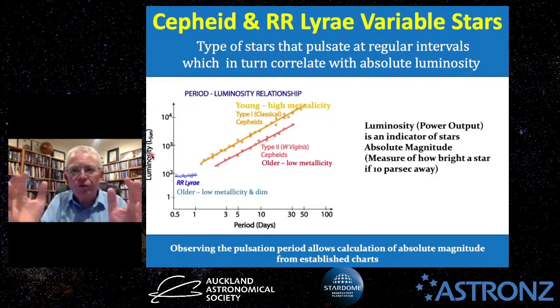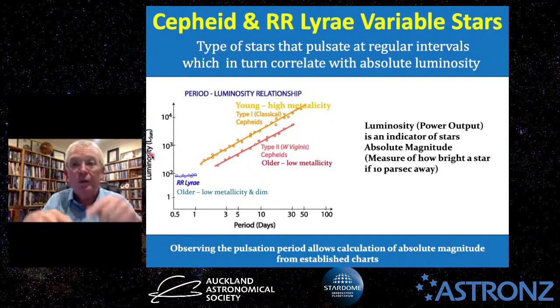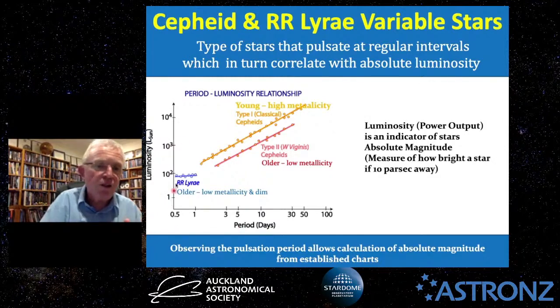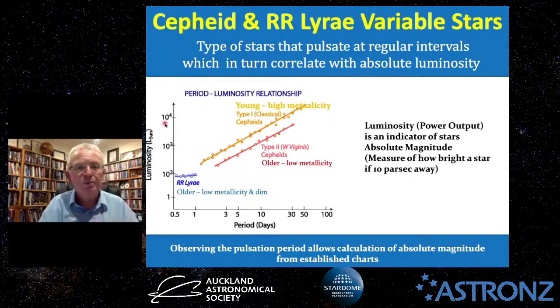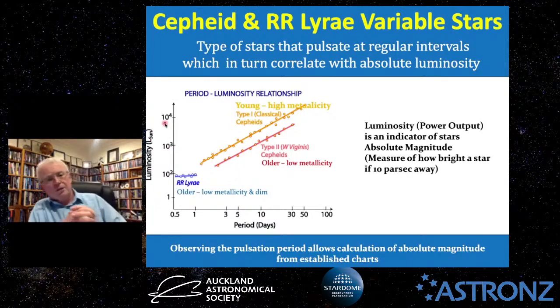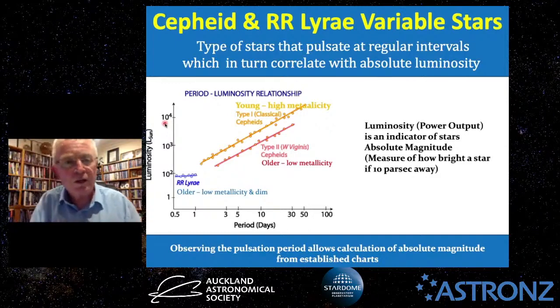So instead of being all over the place, they just pulsate at regular intervals. And the rate at which they pulsate, or the period of pulsation, if you will, correlates exactly with their absolute luminosity or brightness. So you simply measure the regular intervals, their period, and here's the nice little graph here, and that matches straight up with, you can determine exactly how bright they are, their absolute brightness. Now, we've split it into 3 groups.